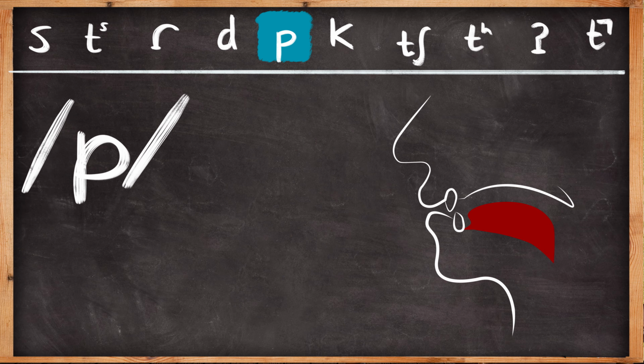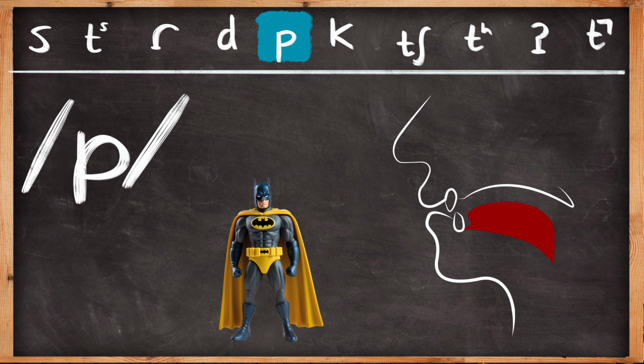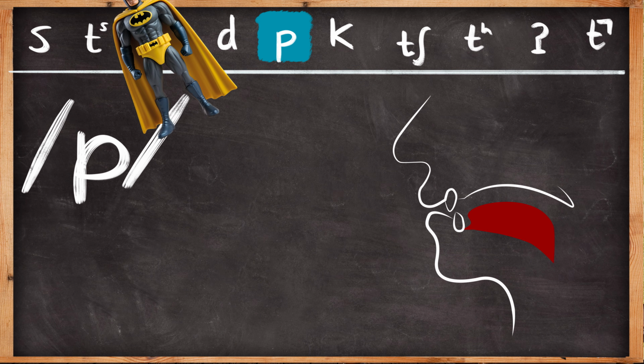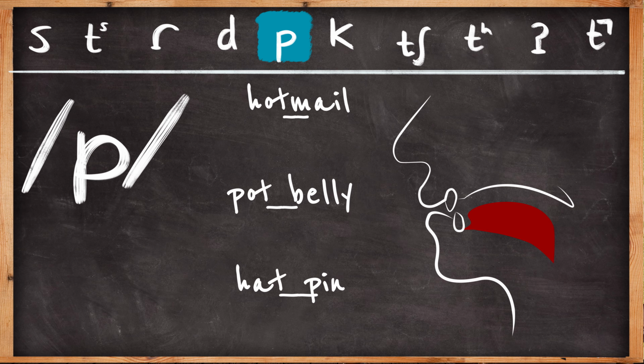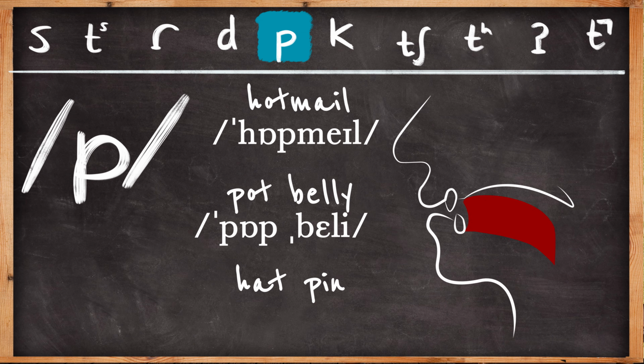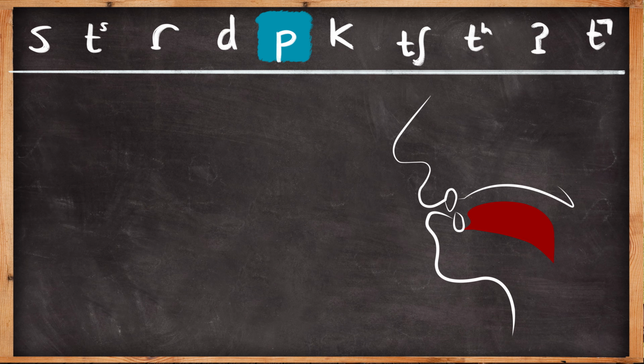5. If you thought this fella was Batman, think again. He's Batman. That's right, when T is followed by bilabial sounds, P, B, or M, it can change into an unreleased P. Hotmail, potbelly, hatpin. Take that, Batman. Pow.